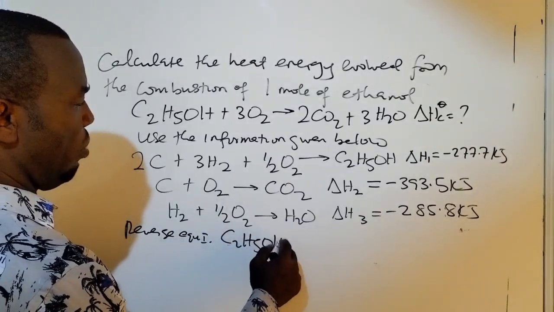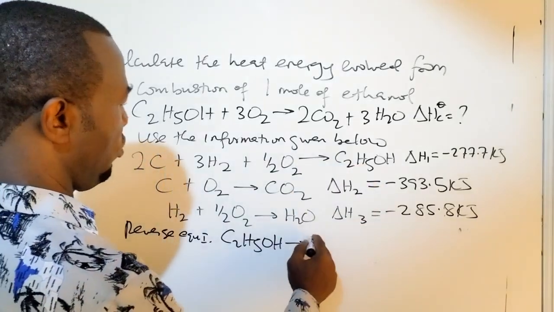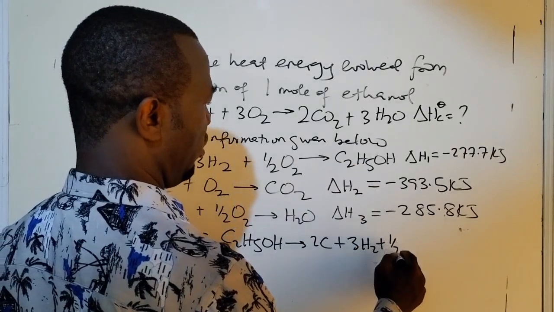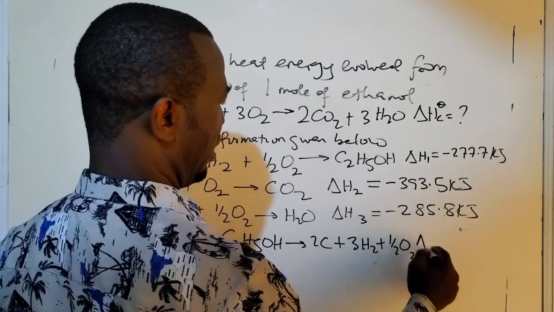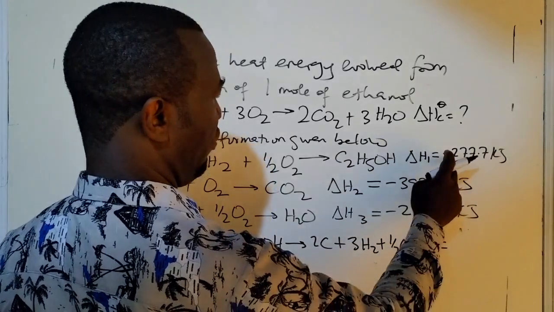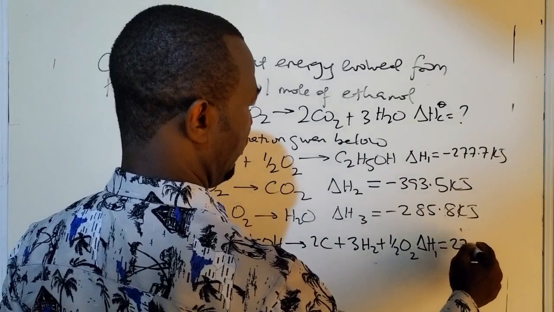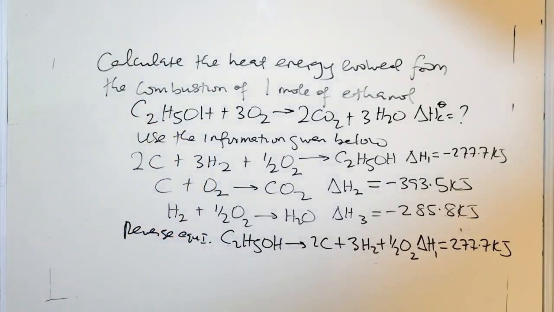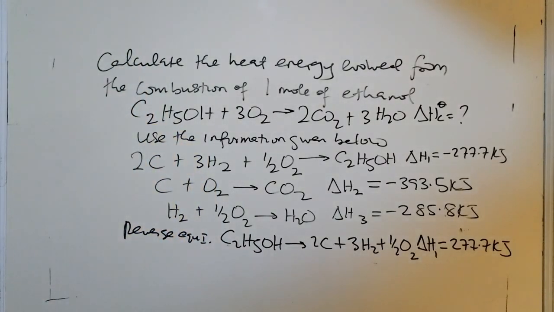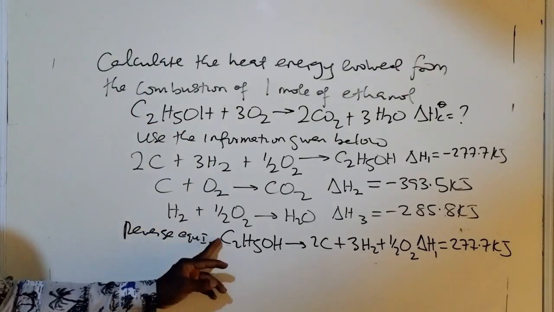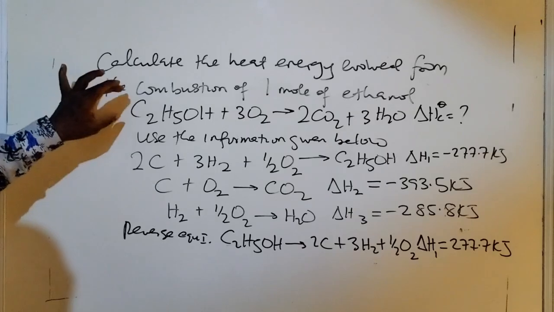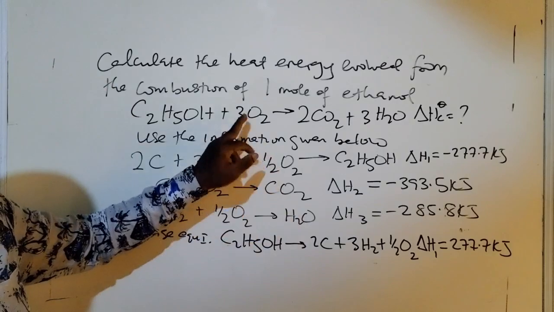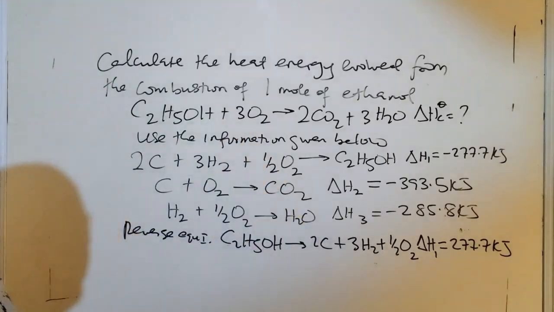You now have C2H5OH, that is this one, coming on the right-hand side, giving us 2C plus 3 hydrogen molecule plus half oxygen. And when you reverse, as I told you, the enthalpy sign reverses. Negative will now turn to positive 277.7, no longer minus 277.7. So you reverse equation 1, and then you look at how many moles of ethanol. You have 1 mole of ethanol here, and 1 mole of ethanol here. That is balanced. But oxygen appears to be 3 moles here and half a mole there. So I will not touch oxygen.